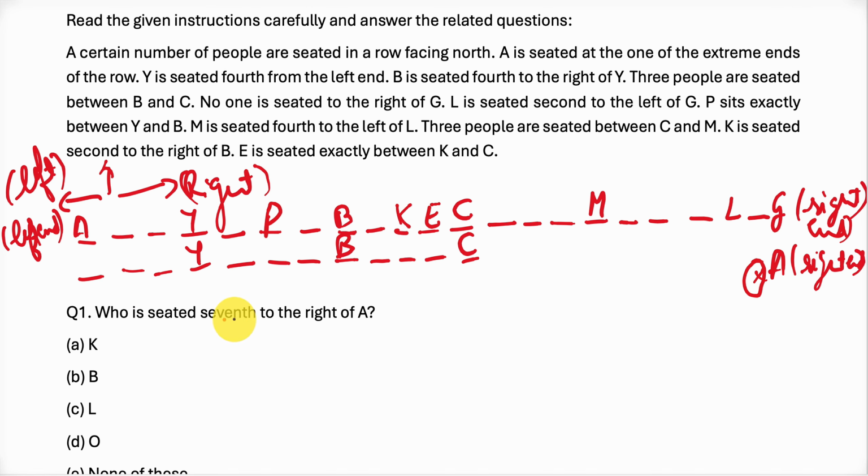Who is seated 7 to the right of A? That means it is asking about the person who is sitting to the right of A such that there are 6 people between that person and A. So here we have B, which is seated 7 to the right of A. Therefore, this is the right answer.